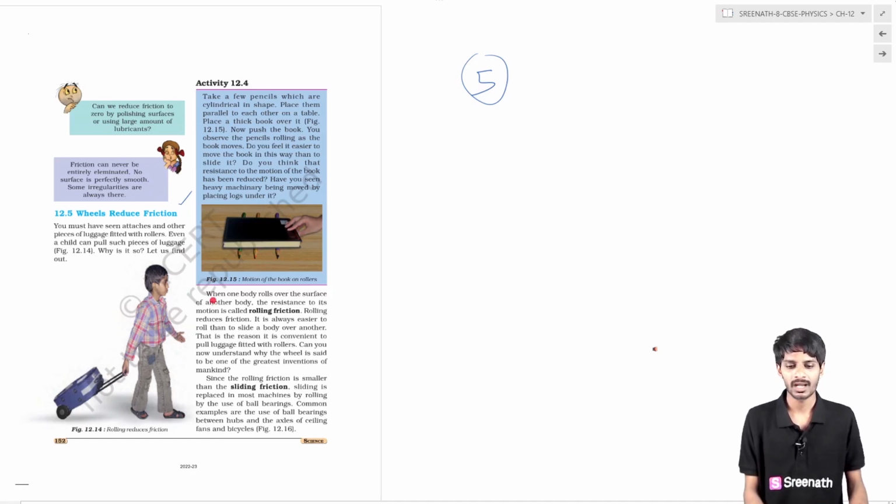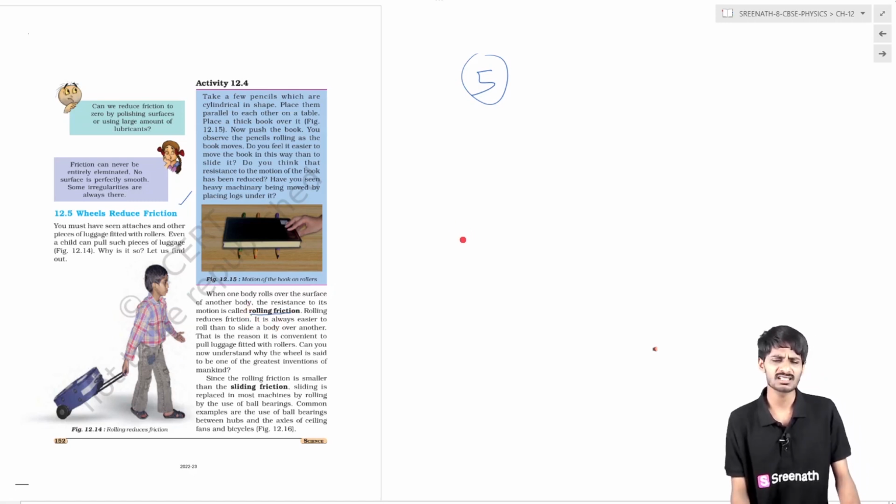So finally, what happened? When one body rolls over the surface of another body, here what is the one body? One body is the book, which rolls on the surface of another body. What is the other body here? Here the pencils are the other body. They are rolling under the book. So when one body rolls over the surface of another body, the resistance to its motion is called rolling friction. It is called rolling friction.